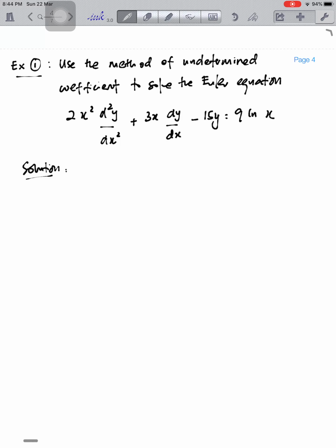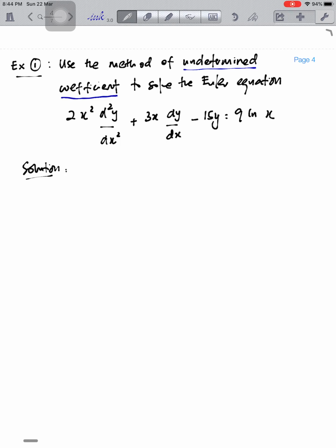So here the question says use the method of undetermined coefficients. So it's already specified what method you are going to use in order to solve the equation. And we're going to use the undetermined coefficient method to solve the equation 2x squared d squared y over dx squared plus 3x dy/dx minus 15y equals 9 log of x.